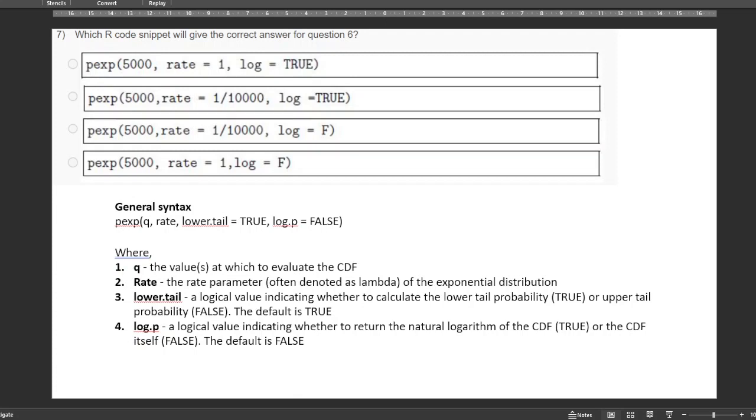Pause. Yeah, sorry for the delay. There was some internet issue. Okay, so we are discussing the seventh question. Seventh question. They are asking what is the correct answer for the question number 6. Which snippet will give the correct answer to the question number 6.